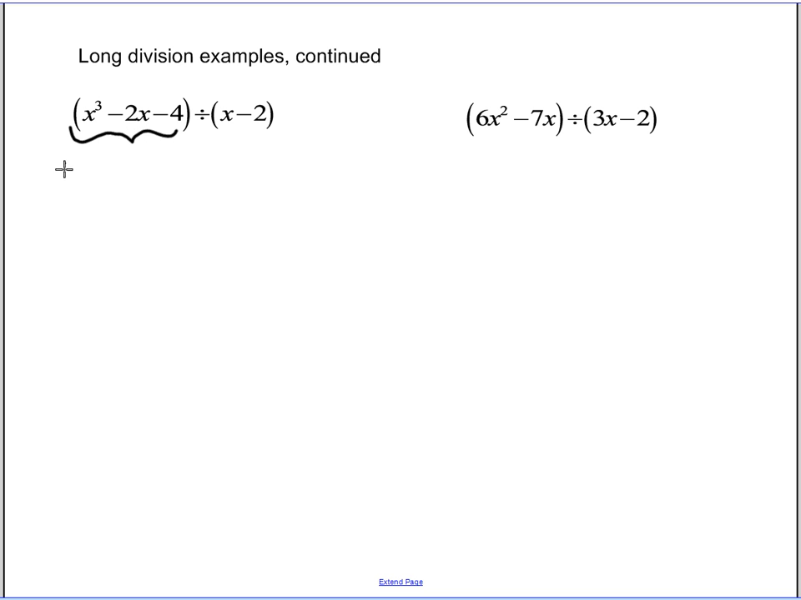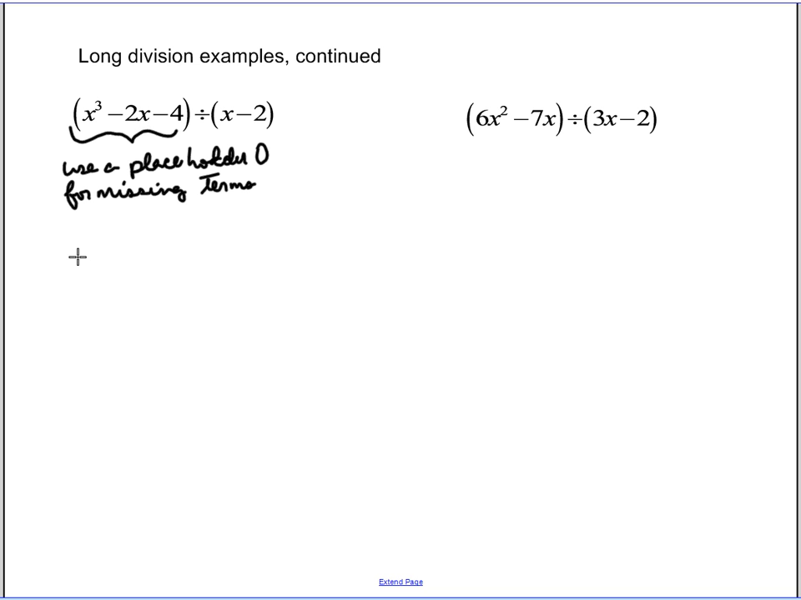So use a placeholder 0 for any missing terms. As a general rule, especially when it comes to the dividend, what goes underneath that division bar, for missing terms. All right. So in this case, what does that mean for us? Well, we're missing an x squared term. We've got x cubed minus, well, nothing x squared, minus 2x minus 4.